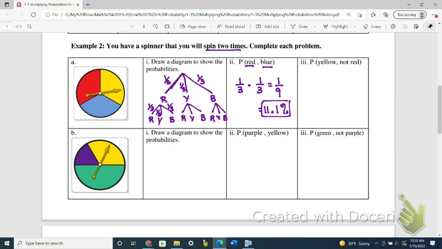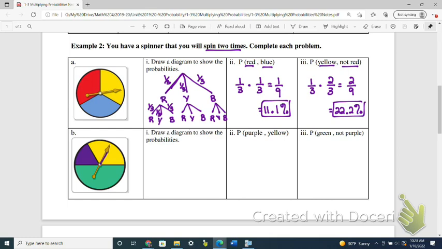So here I have yellow, so that's 1/3. Not red, so that means it could be yellow or blue, so that's 2/3. So that's 2 out of 9, which is 22.2%. If I look at the second spinner, they are not equally spread out.